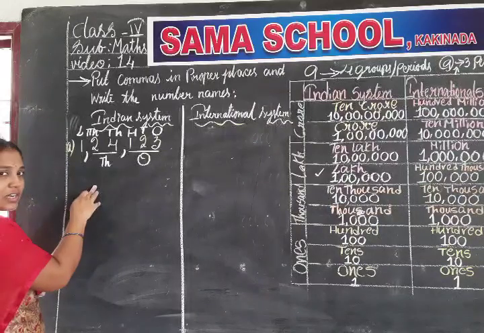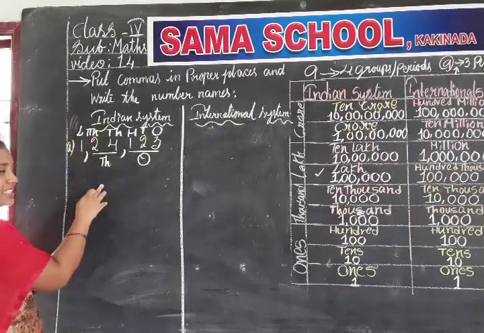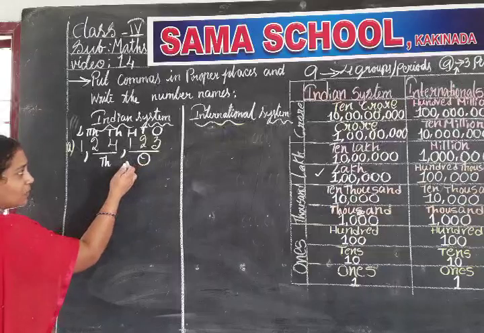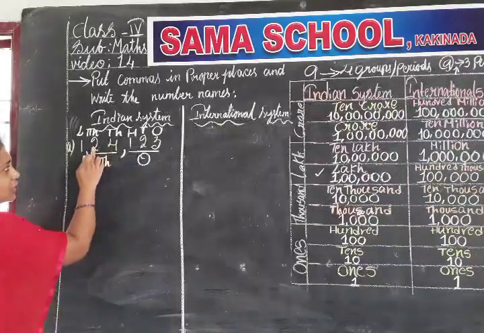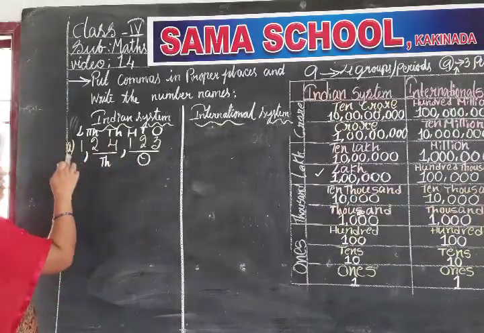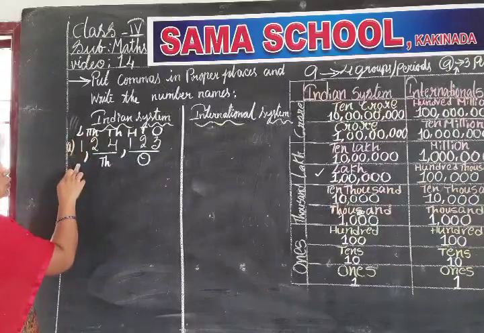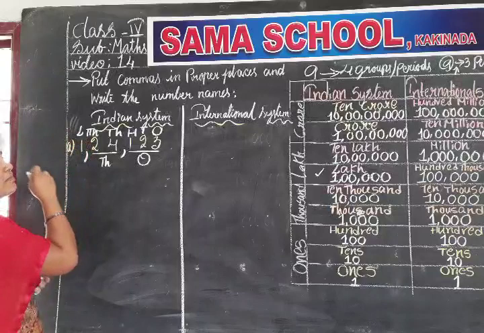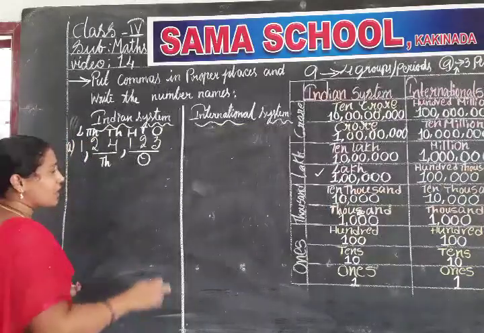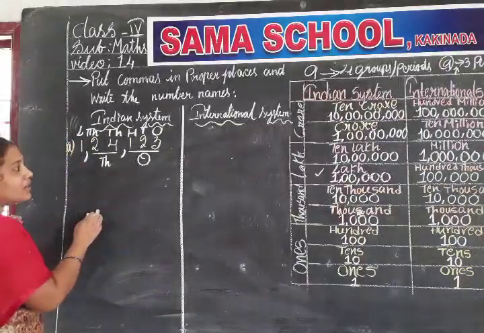Do you understand, children, how to keep commas in the Indian system? After the ones period, keep a comma. After the thousands period, keep a comma. So, this one is in which period? Lakhs period. So, now we write the number very easily. So, how to read this number?